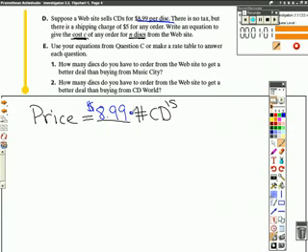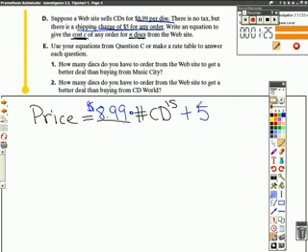Now, the only other catch is there's a shipping charge of $5 for any order. So what we have to basically do is add 5. Okay, so no matter how many CDs we purchase, we're going to add $5 onto that to cover the shipping charge. And that will basically give us our equation.